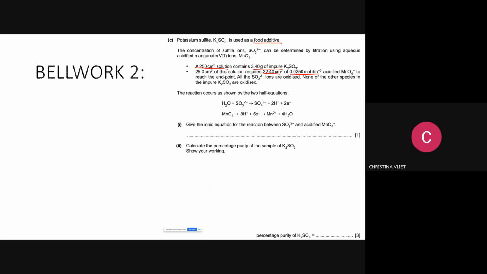All the sulfite ions are oxidized. None of the other species in K2SO3 are oxidized, so you can assume that that's the only thing that's reacting, is what they're trying to tell you here. And then they give you the two half equations. How nice, you don't have to make them yourself. They give you the half equations, and all you've got to do is balance them against each other. So that means you're going to be doing what for the first equation and what for the second equation?